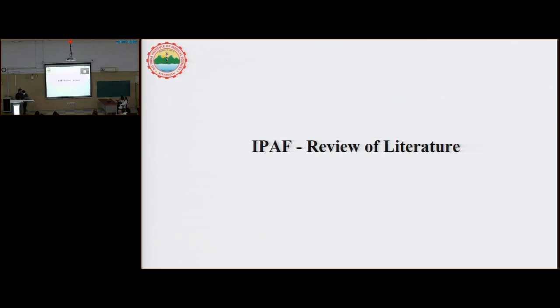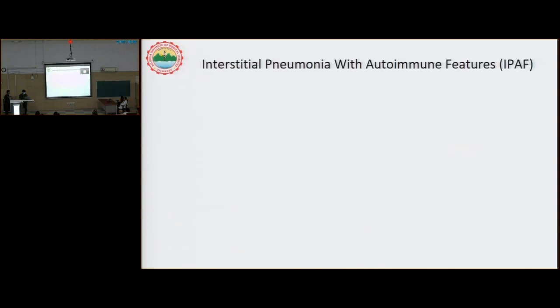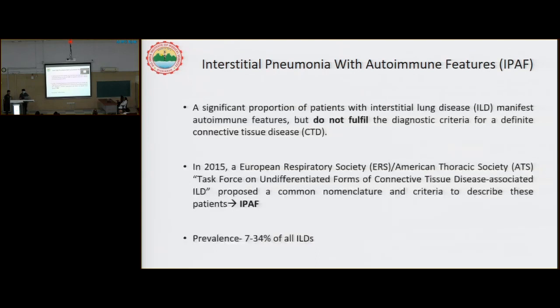So good afternoon, good morning, all the respected seniors, once again. We would be discussing this new entity known as interstitial pneumonia with autoimmune features. This is a relatively new term for us. For me particularly, it was a very new term which we came across while dealing with this patient. As more and more research is going on in the field of ILDs, it was found that a significant proportion of patients with ILD and with some autoimmune features do not particularly fit into any particular connective tissue disorder.